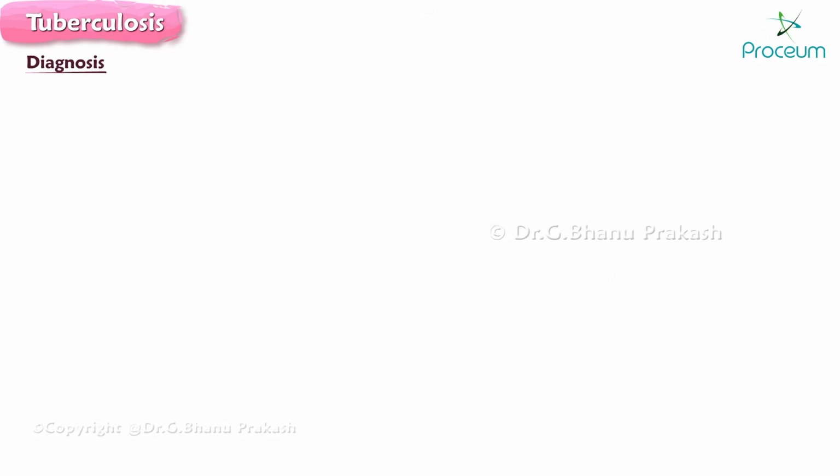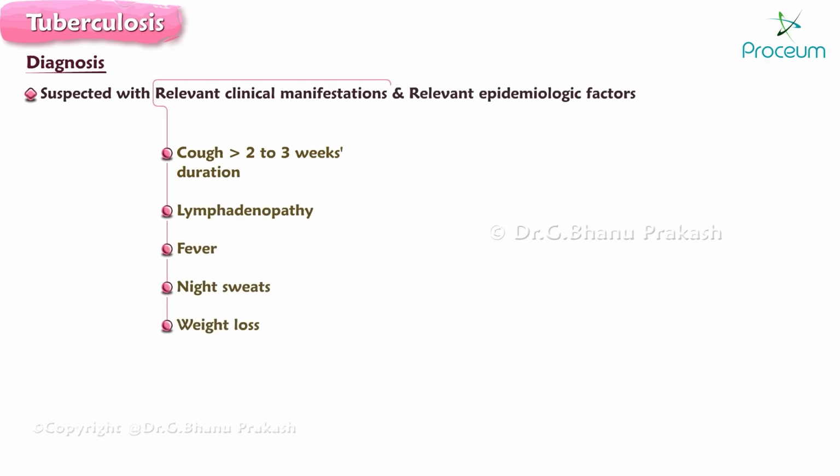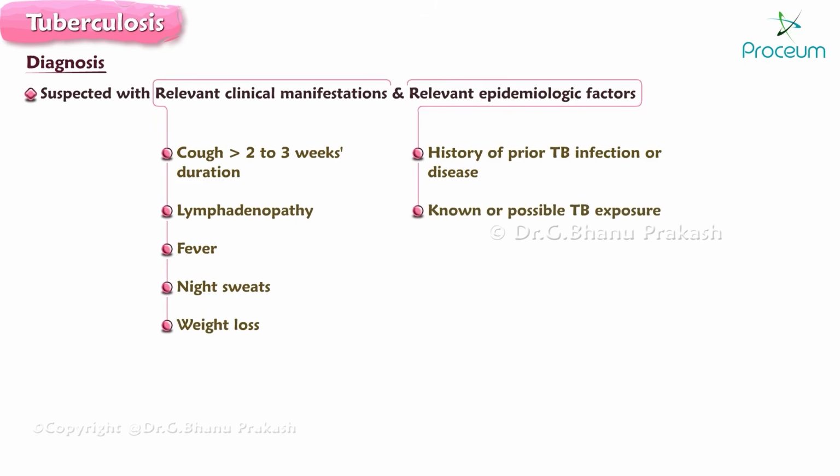Diagnosis. The diagnosis of pulmonary tuberculosis should be suspected in patients with relevant clinical manifestations: cough greater than 2 to 3 weeks duration, lymphadenopathy, fever, night sweats, weight loss, and relevant epidemiologic factors: history of prior tuberculosis infection or disease, known or possible tuberculosis exposure, and/or past or present residence in or travel to an area where tuberculosis is endemic.